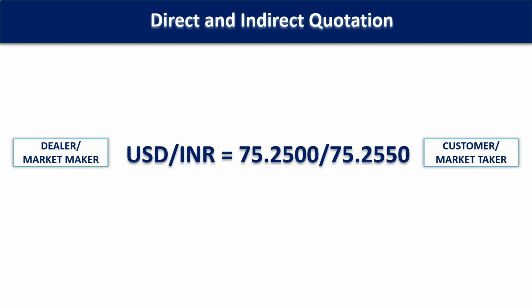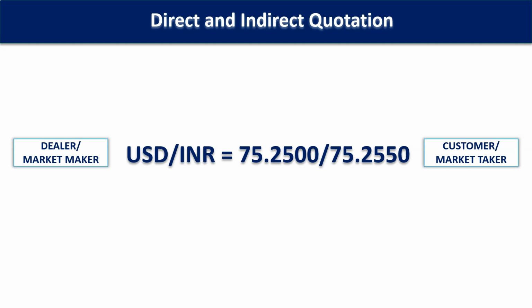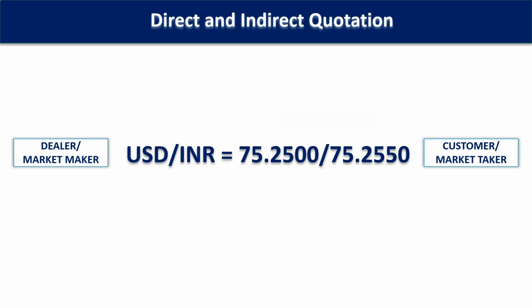Second, the dealer quoting the price or the market maker will buy the base currency at the lower side and sell it at the higher side of his two-way quote. The difference between the two sides is called the spread, and it is his profit. You can see that the bid price is lower than the ask price, and this spread of 0.0050 is a gain the market maker makes for each USD bought and sold.